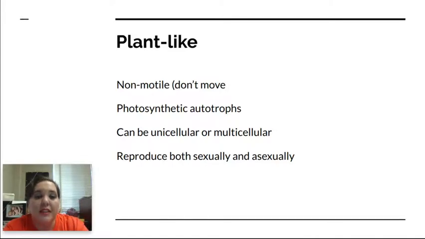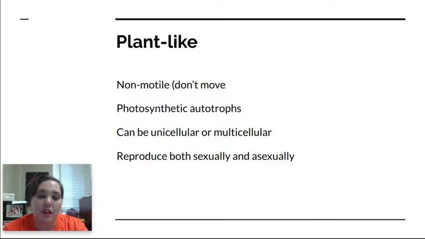So when we talk about photosynthetic autotrophs, there are some that use chlorophyll, but a lot of them use accessory pigments like carotenoids or xanthophylls, things like that. They don't have a true stem or root or leaf system like a plant, and so that is why they are called plant-like, but they're not actually plants. Depending on the type, depends on how they reproduce.